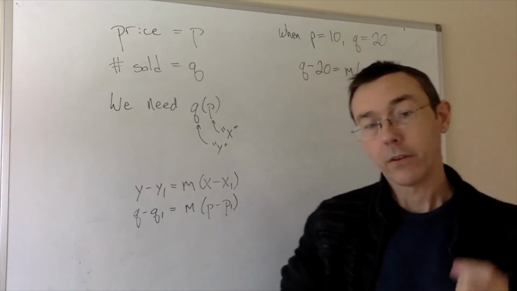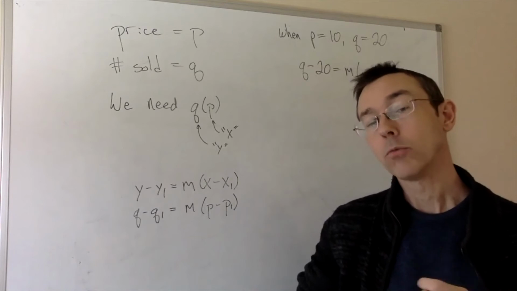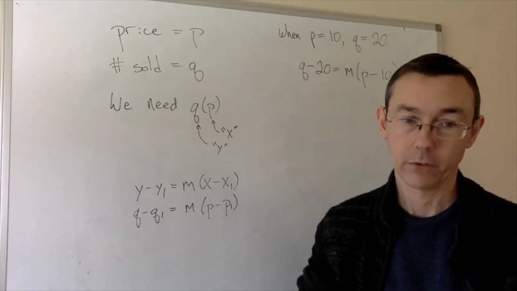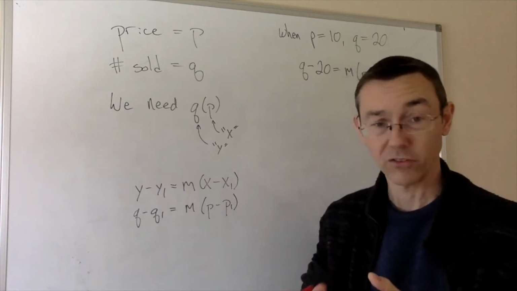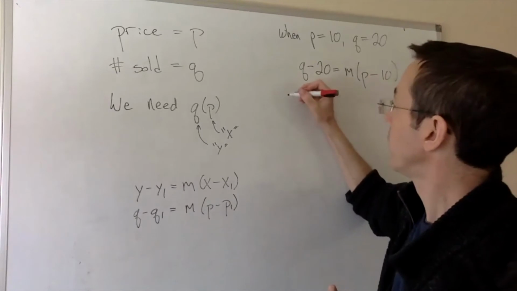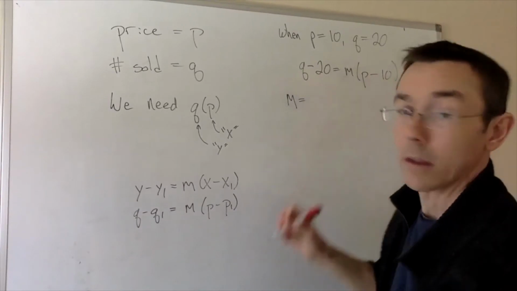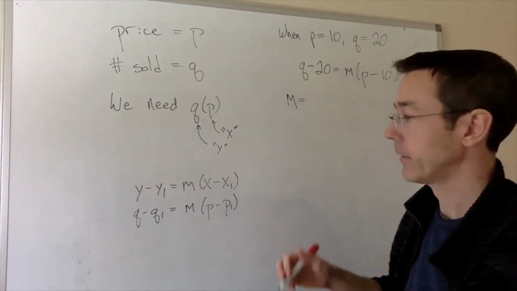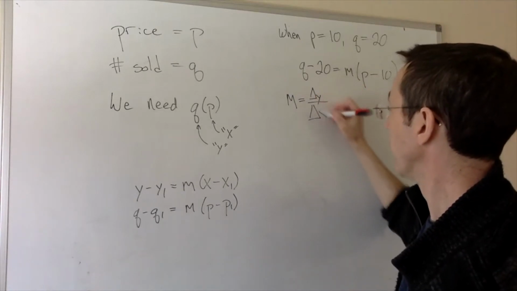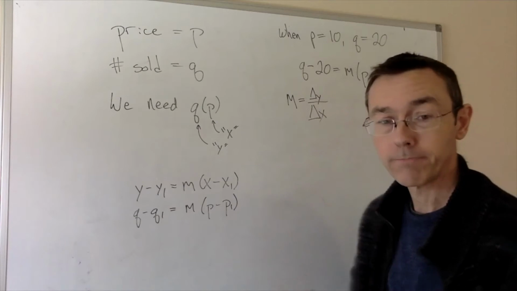They tell us that for every dollar he raises his price, he's going to sell 2 fewer necklaces. That's telling us a rate of change. We should be able to extract the slope from that. So slope, we know, is rise over run. The rise is going to be the change in the y values. The run is going to be the change in the x values.